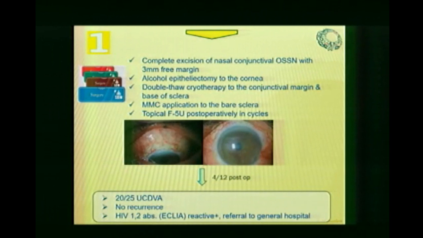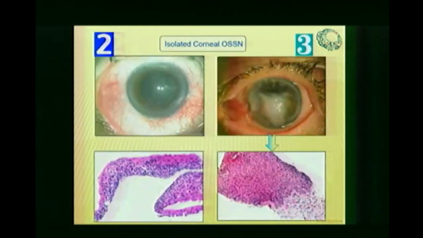a masquerading disease. The extra thing that I've done is that I ran an HIV test, and it came back positive. It wasn't astonishing, because with this age and this aggressiveness and extensive coverage of the cornea, one should exclude an immunodeficiency status.